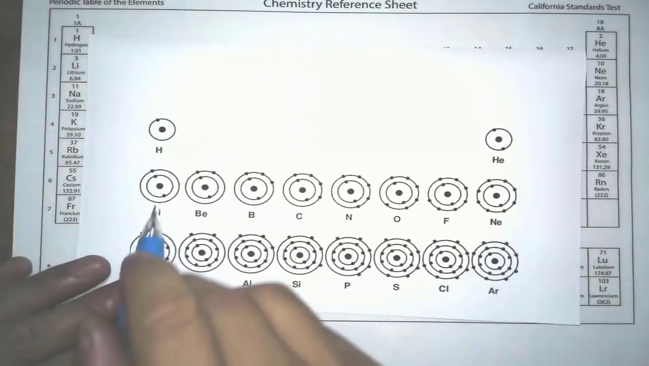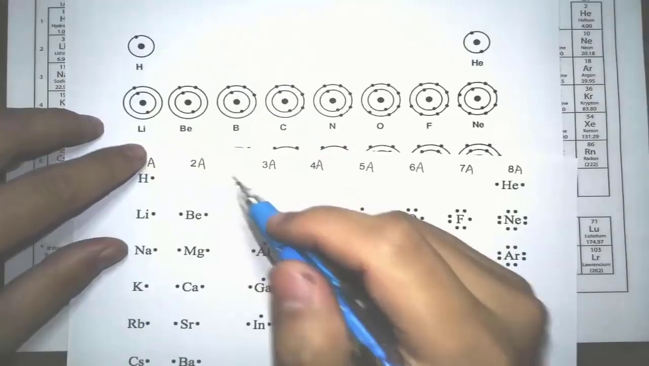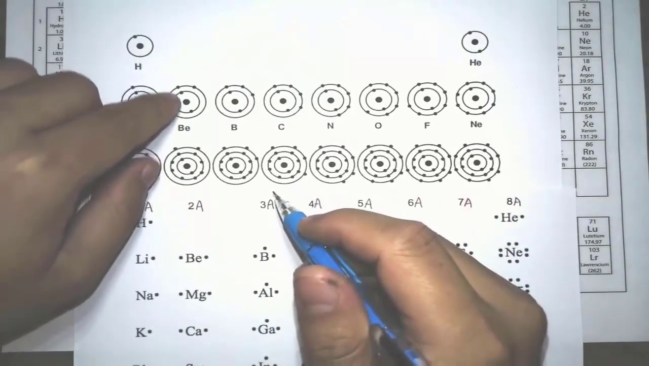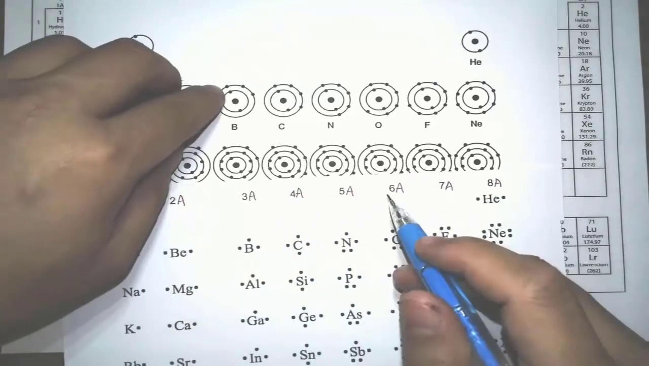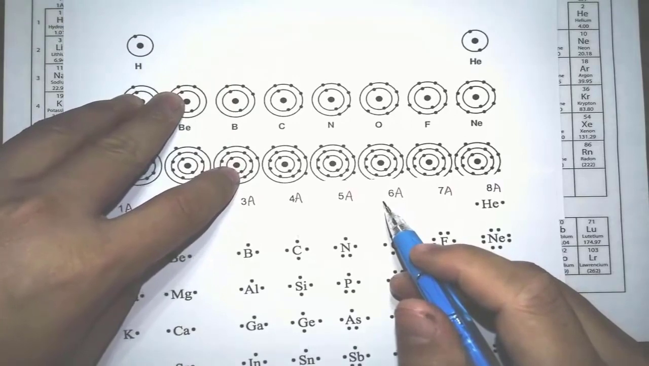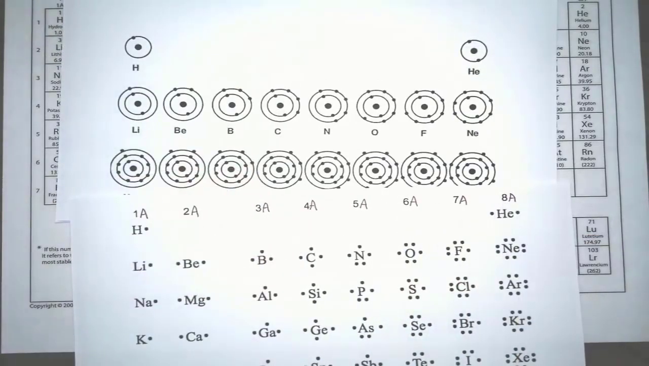And we notice that elements in group 1A have 1 valence electron. Elements in group 2A have 2 valence electrons. We see that right there, 2 outermost electrons. And when we jump to group 3A, all the elements in 3A have 3 valence electrons, and 4A, and so on. The group number represents the number of valence electrons.